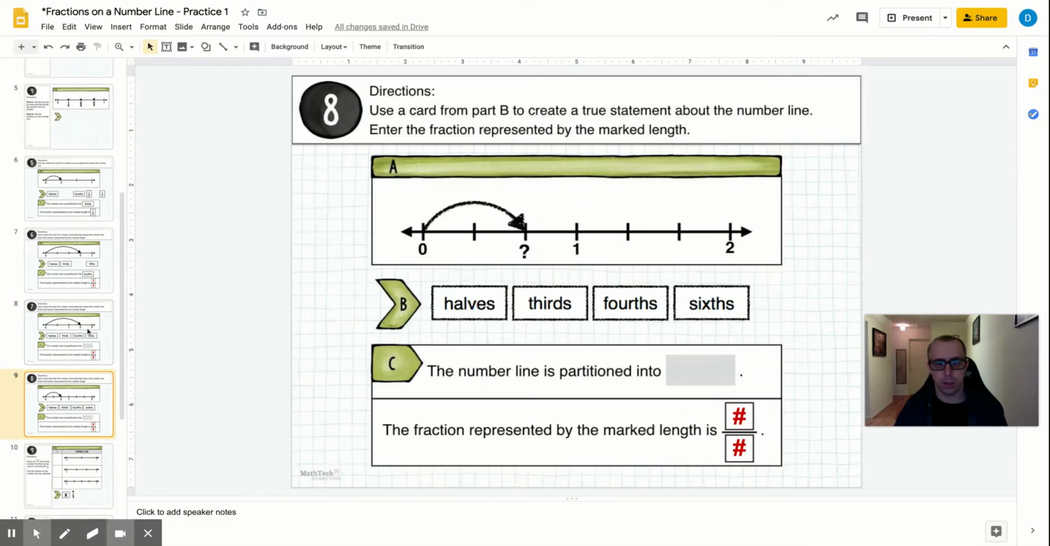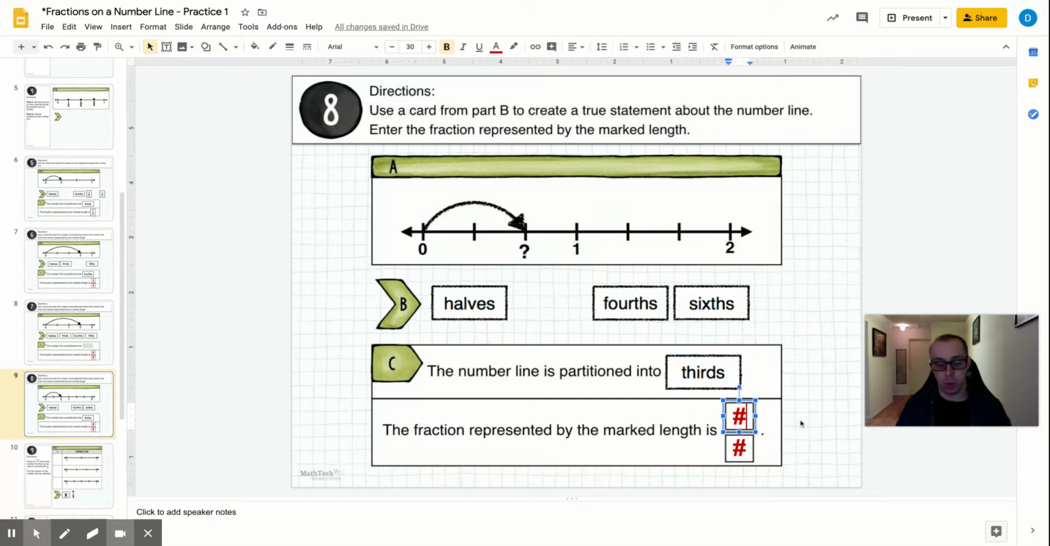But be very careful, okay? We're only counting up to the 1. So it's 1, 2, 3. So this is thirds. And since this is on the 1, 2, the second jump, it's 2/3.